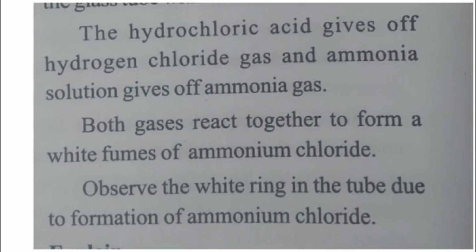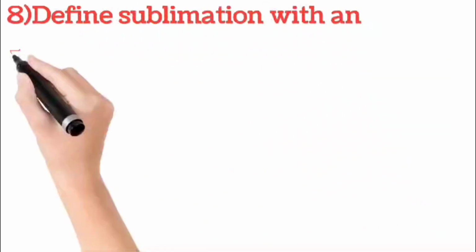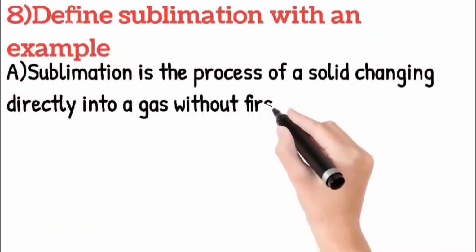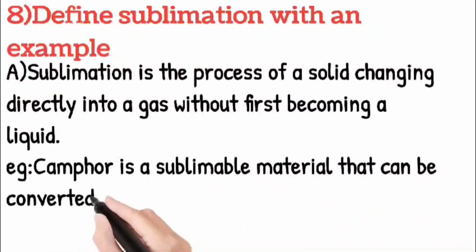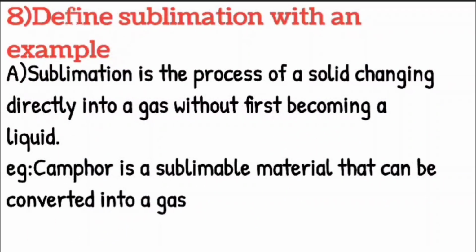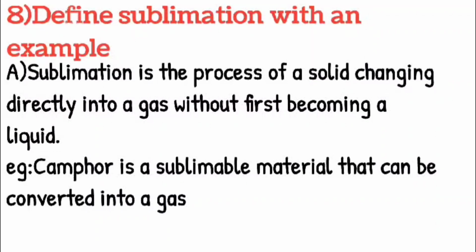So now the 8th question. What is the 8th question here? Define sublimation with an example. So what is sublimation? Sublimation is a process of a solid changing directly into a gas. A solid is changing to gas without first becoming a liquid. Now what is an example? Camphor. Camphor is a sublimable material. You can see camphor is converted into gas, directly from solid to gas.